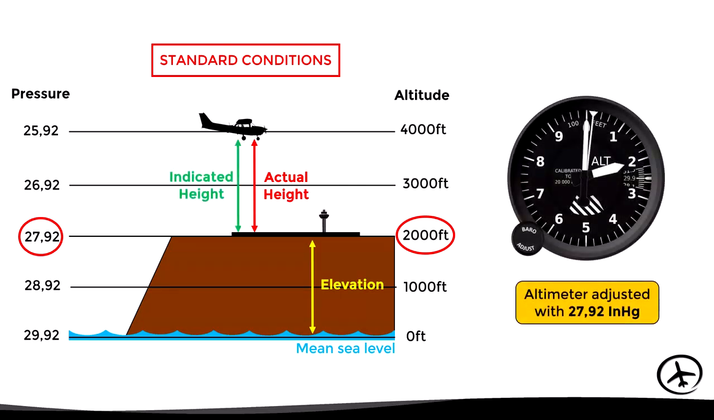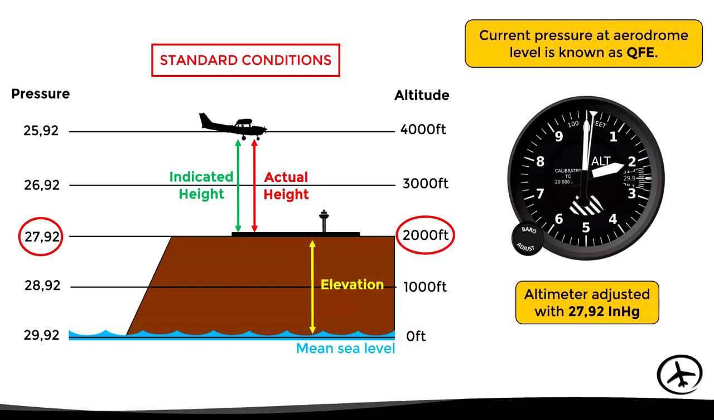So in order to indicate height above that airport, the altimeter must be set to use 2792 as barometric reference. In this situation, as we are no longer using the sea level pressure as a reference, the value used to adjust the altimeter is no longer the QNH. It is now the pressure at the airport level, which is known as QFE.